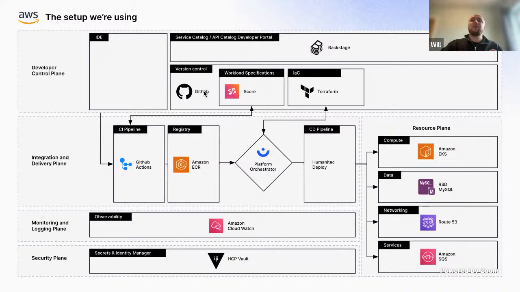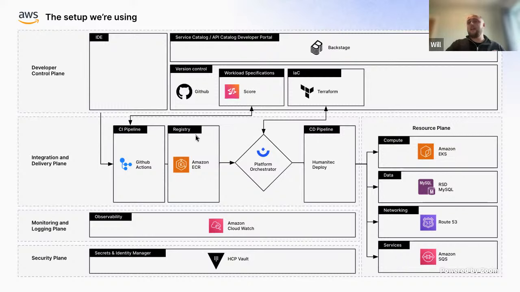So the main parts we're going to be seeing today is we're going to be using GitHub as the developer's sort of main entrance into the platform. We're going to be using Score, which is a workload specification, which is how a developer describes how their workload needs to work. And when I say workload, you can think microservice if you've not heard that term before. And we'll also maybe touch on Terraform, but that's more on the platform engineering side.